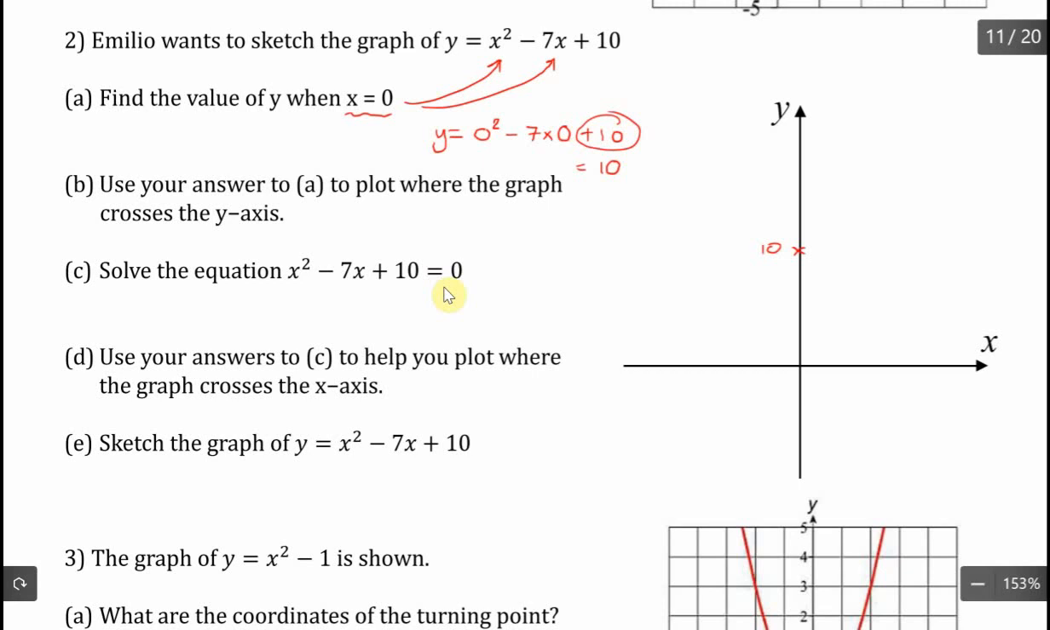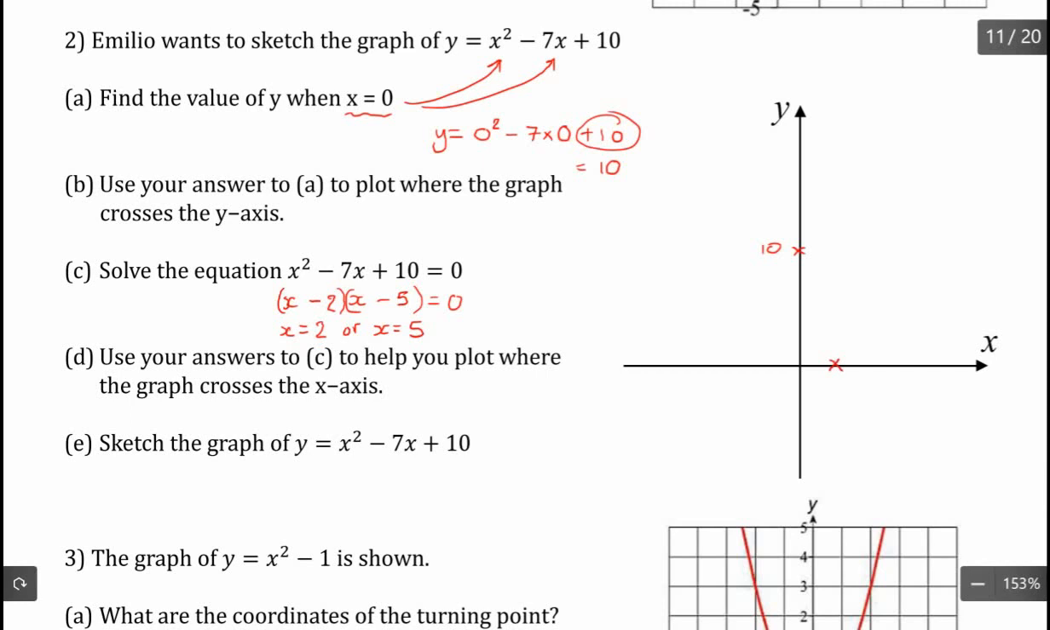C, solve the equation. Remember from a few pages ago, we would solve a quadratic equation. Well, factorising would be our go-to method first. So we've got x in both of these brackets, looking for two numbers that multiply together to give 10, add together to give negative 7. That's going to be negative 2 and negative 5. So to make those brackets each 0, x would have to be 2 or x would have to be 5. And those are our roots, or solutions, remember, another word for root.